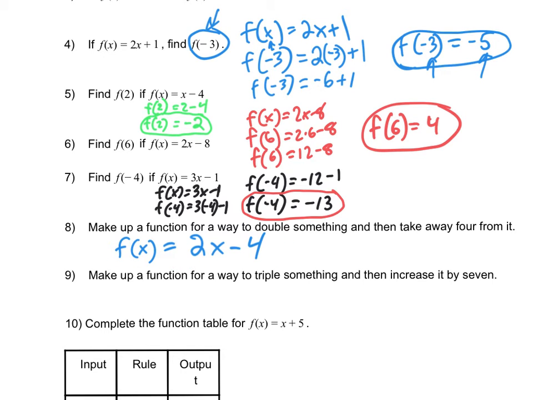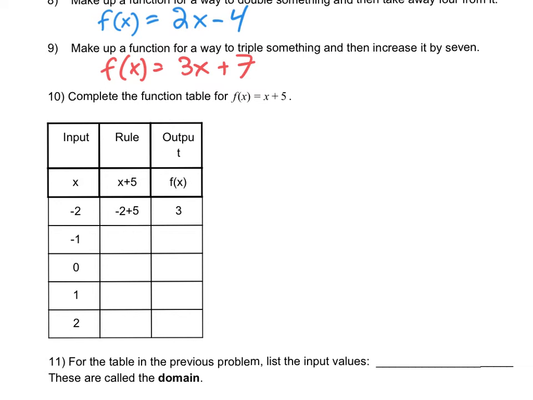So there is my function of a way to double something and then take away 4 from it. All right? Now I'm going to ask you to do this one starting from scratch. Make up a function for a way to triple something and then increase it by 7. All right, so hopefully you've got f of x equals 3x plus 7 for that one.